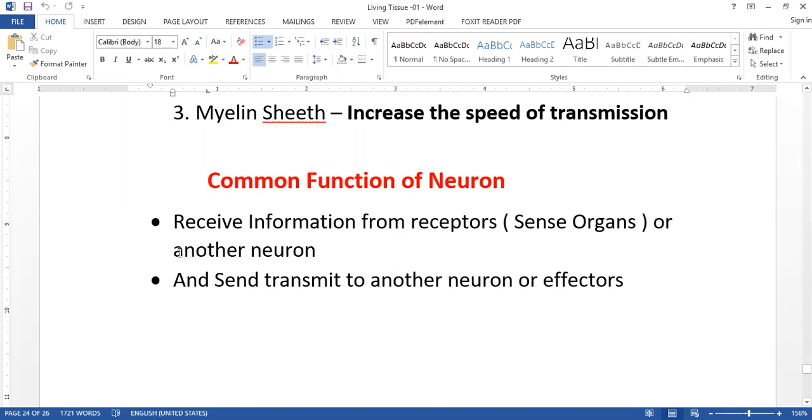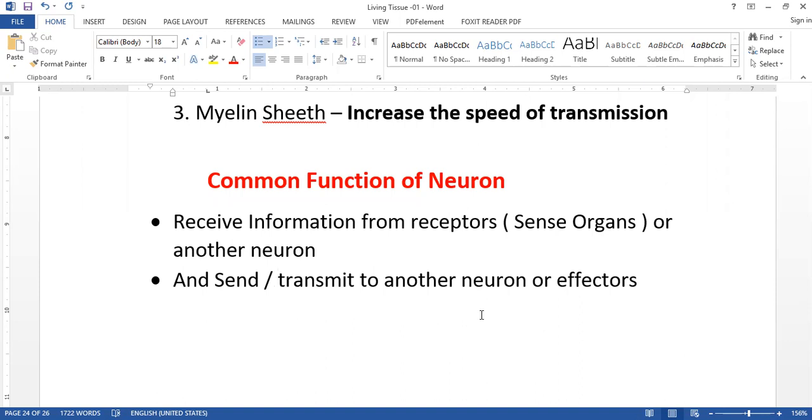Or else it could be another neuron, like I said, the first neuron takes it and it will be taken by another neuron. So the function of this neuron is to receive the information from receptors or another neuron. And the next function is to send or transmit to another neuron or effectors. We will be talking about the types of neurons. The neuron could be present in the terminals, the sense organ.